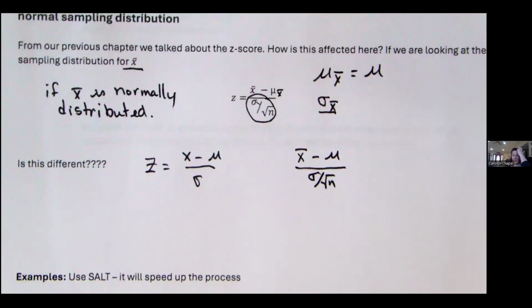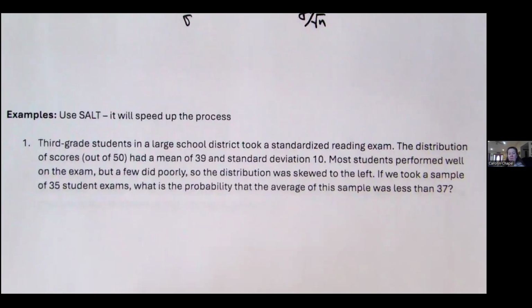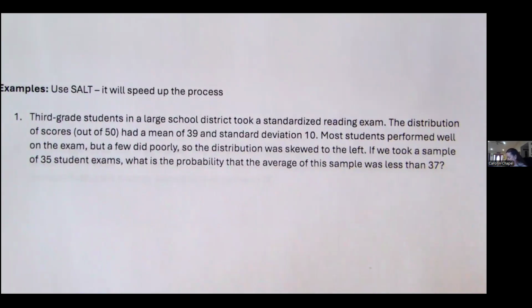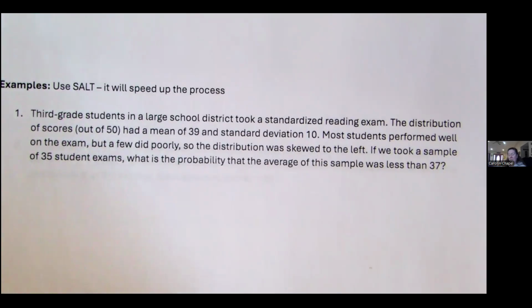So let's do some problems of how we're going to apply this. Again, we will be using SALT because SALT helps us, but I like to draw our pictures and write the probability statements that go along with them. So we can let SALT help us. We have these third grade students. This is the same example that we just saw earlier. Distribution scores out of 50 had a mean of 39, standard deviation of 10. Most students performed well, but a few did poorly, so the distribution is skewed left.